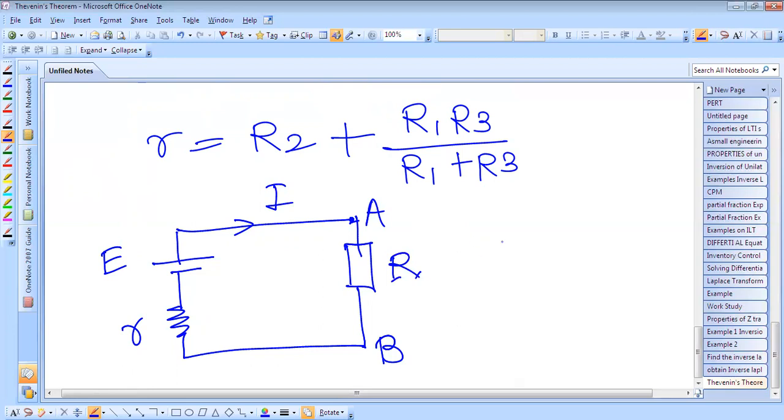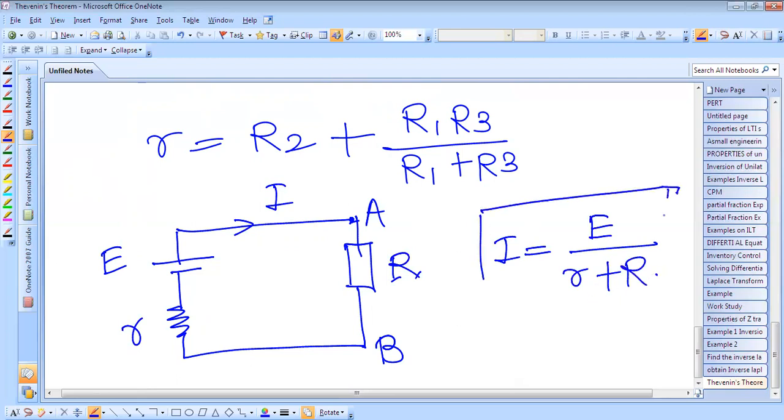Okay, now we have to find the current flowing through this circuit, and therefore what is the current flowing? I is equal to the total EMF of this circuit divided by the total resistance, R plus R. So this is the current I which is flowing through the load resistance R. So in this way we can calculate the current flowing through the load resistance.